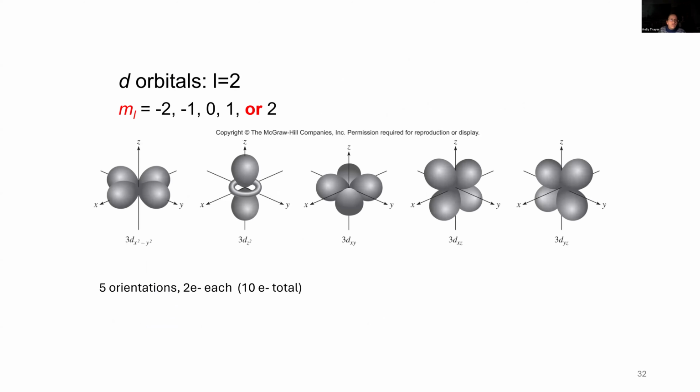So we also have d orbitals. So that's L equals 2. So M sub L equals -2, -1, 0, 1, or 2. This gives us 5 orientations of 2 electrons each for a total of 10 electrons going into the d subshells. So this is the shape of the various orbitals in d. So these are the exhaustive list of the combinations.